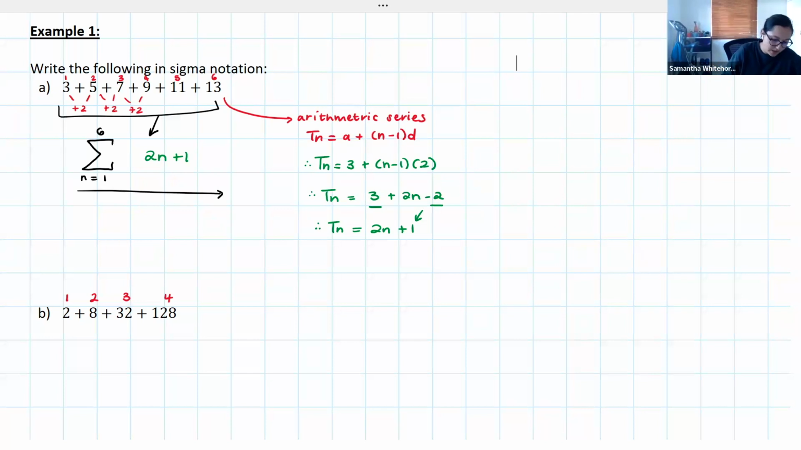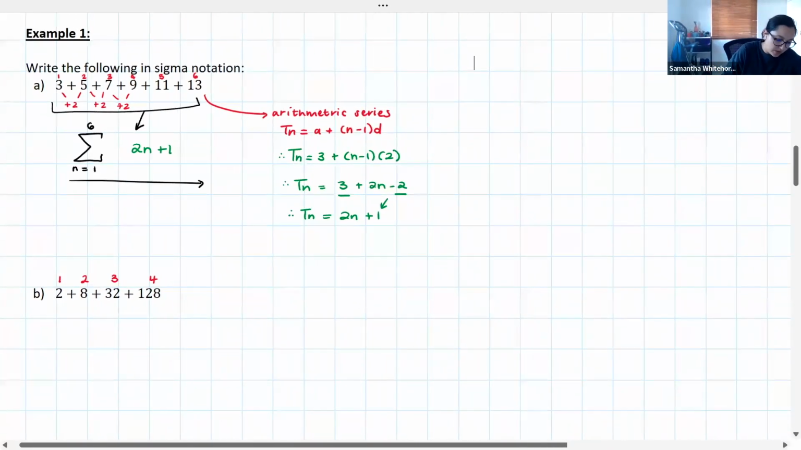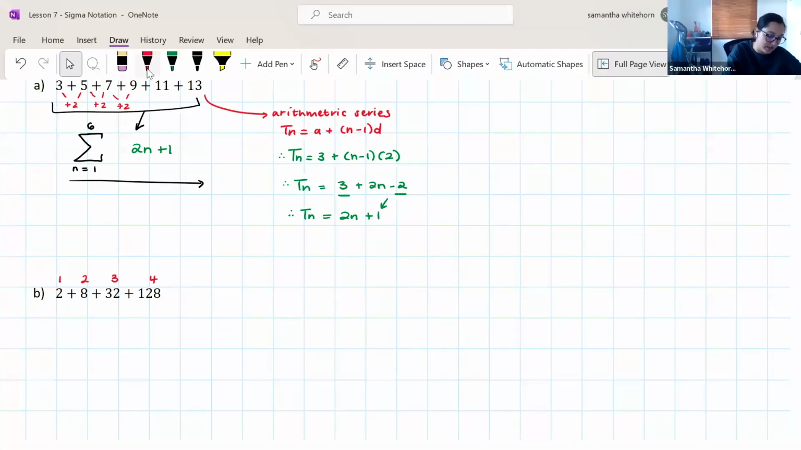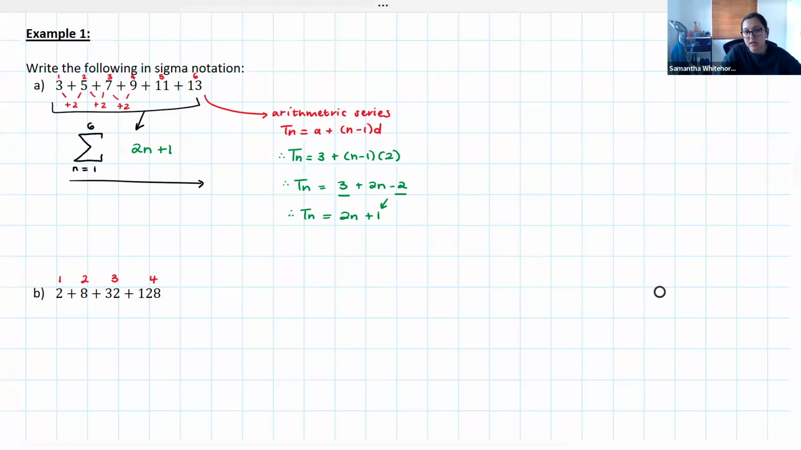Okay. So can anyone tell me what type of series I'm working with here? Is it quadratic? Is it arithmetic? Is it geometric? What type of series have I got here? You can just put it in the chat if you don't want to raise your hand. Nice. It is geometric. Good.